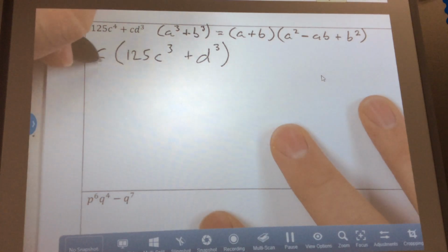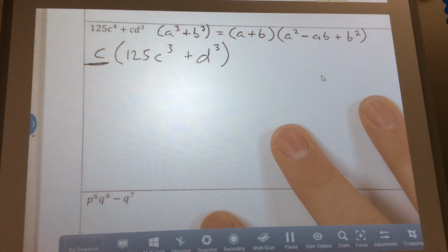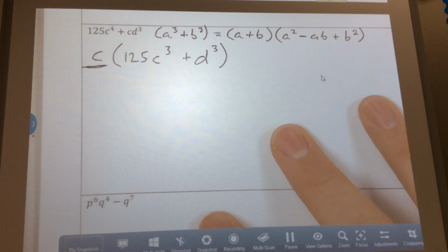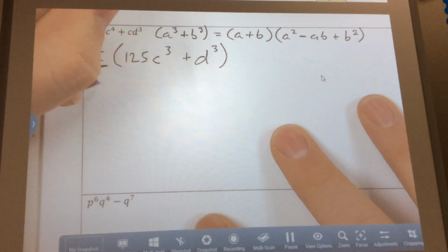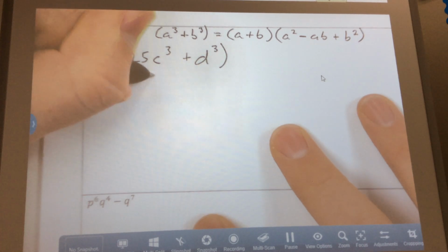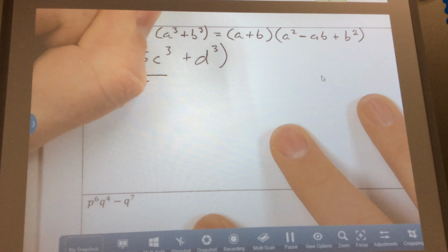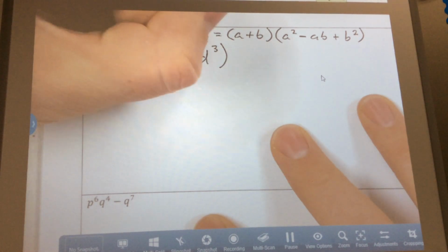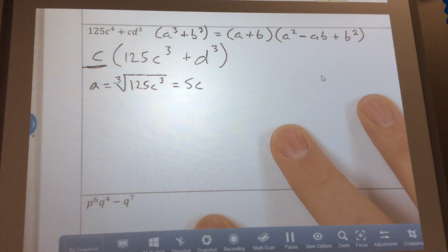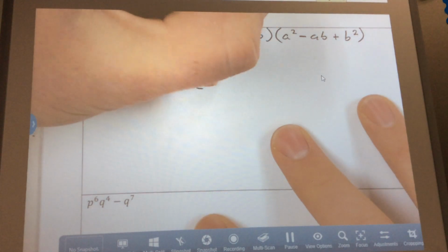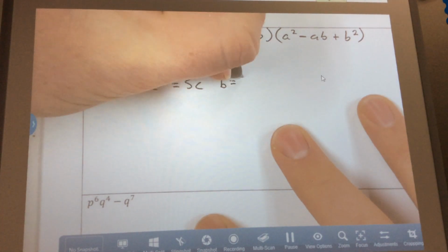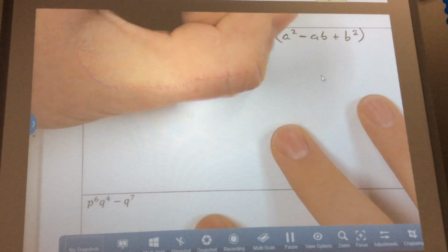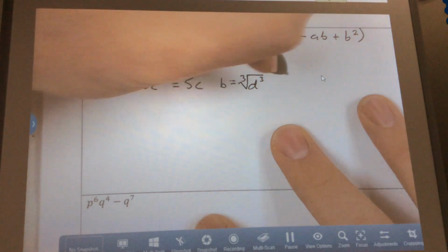So we do have a greatest common factor. We're going to underline it. We're going to find our a and b values first because we are using the sum of cubes. We're going to have to say our a value is the cube root of 125c to the third power, which breaks down to 5c. Our b value is going to be the cube root of d to the third power, which is just d.